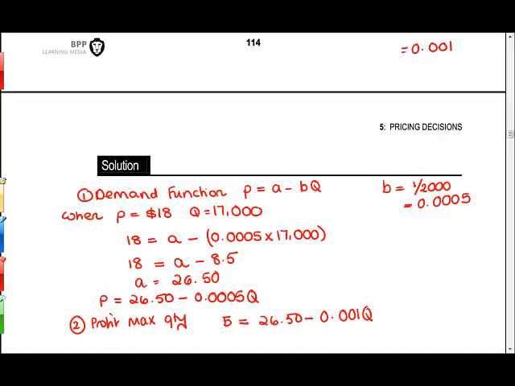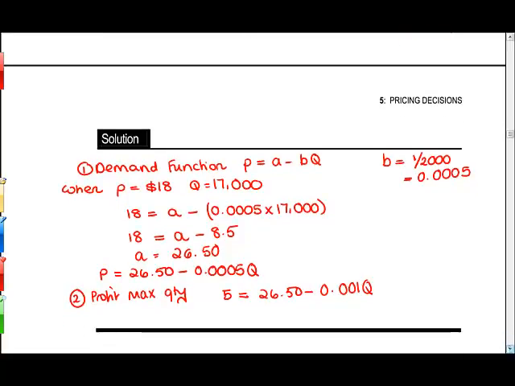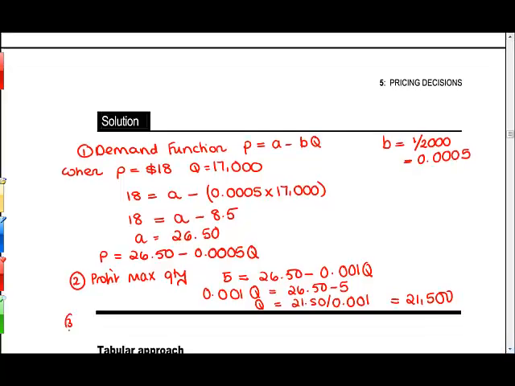So we can now rearrange this formula to work out the value for Q. So 0.001 Q is equal to 26.50 minus 5. So Q is equal to 21.50 divided by 0.001. So the theoretical, the ideal quantity then to maximise profits is 21,500 units. Then we need to substitute that into the demand function.